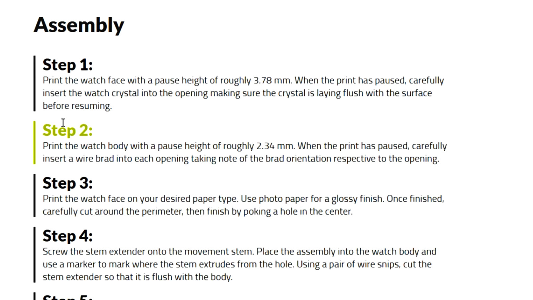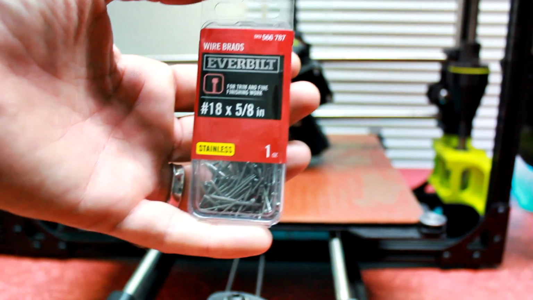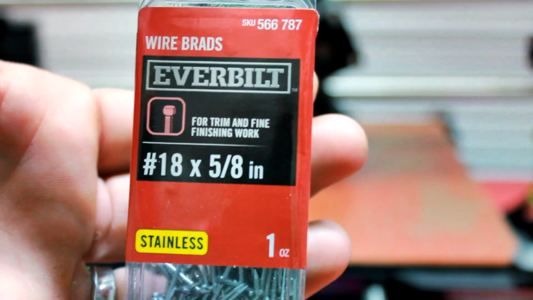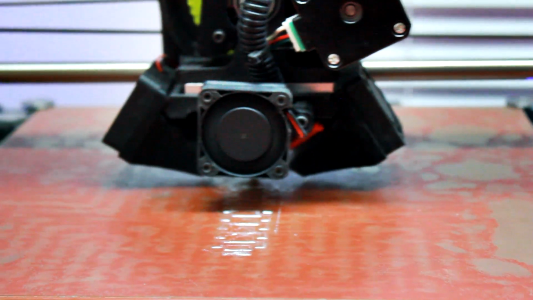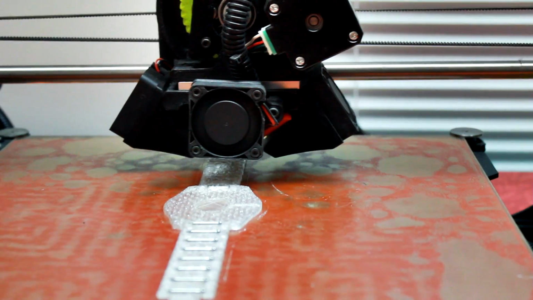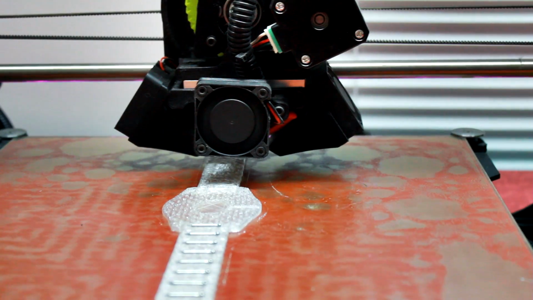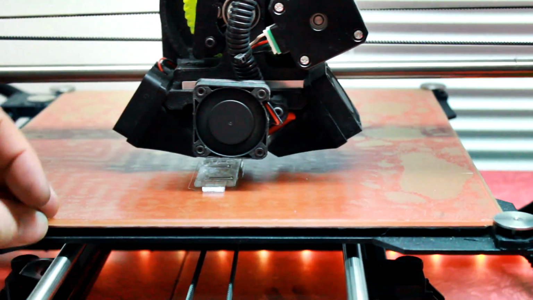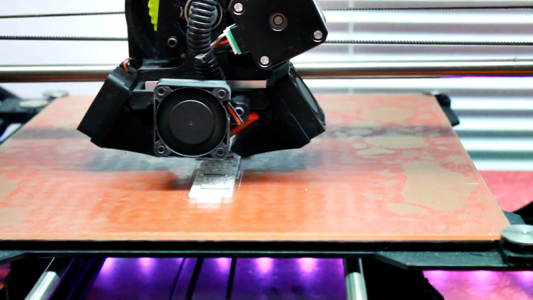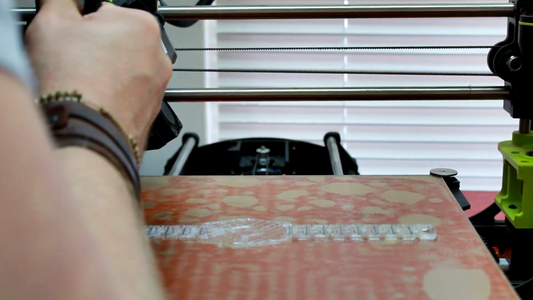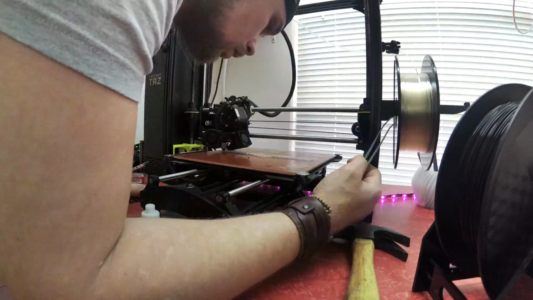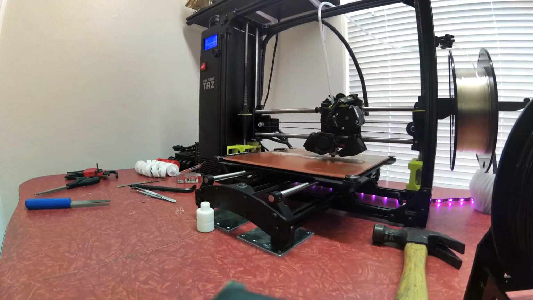Step two, we're going to print the watch body and pause it at a height of 2.34 millimeters so we can put in these brads right here. These are some wire brads that you can get at the hardware store. First, I tried to print it in a clear, transparent version. It took me a few different tries. As you can see, the brads will pop out if you do not have them at the proper length, and sometimes you might have to push down to get them to go in further.